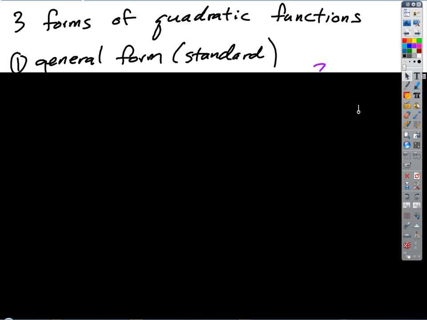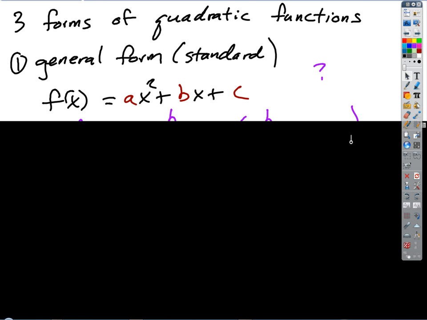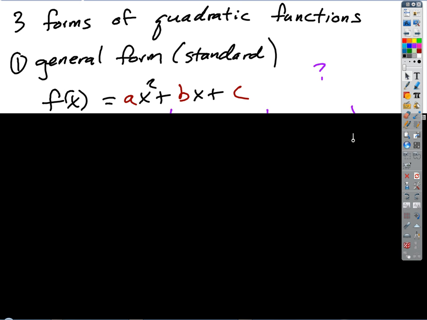Hold that for later. Okay, so standard form or general form. f of x or y equals what? It doesn't have h's. ax squared plus bx plus c. Very good.